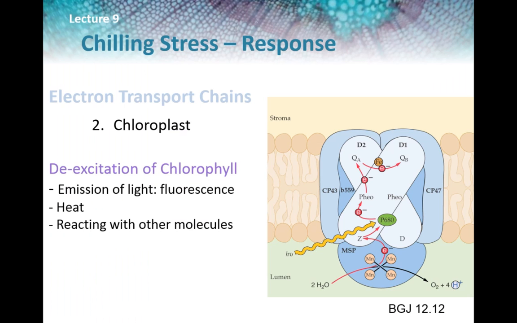Chloroplasts also contain electron transport chains that can produce activated oxygen species in chilled tissues. When chlorophyll accepts light energy, de-excitation to the ground state can occur by emission of light at slightly different wavelengths, evolution of heat, or by reacting with other molecules. Normally, energy is passed to reaction centers via resonance transfer, leading to charge separation and generation of ATP and reducing power. However, excited chlorophyll can also react directly with oxygen, forming singlet oxygen.